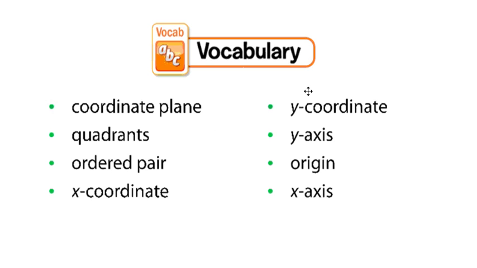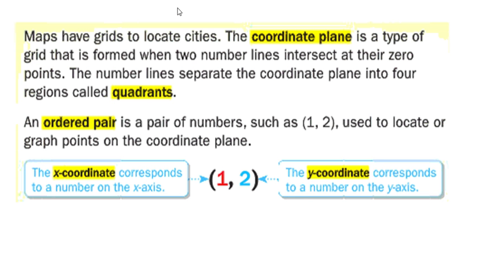Vocabulary you're going to need to know for today: coordinate plane, quadrants, ordered pair, x-coordinate, y-coordinate, y-axis, origin, and x-axis. Maps have grids to locate cities. The coordinate plane is a type of grid that is formed when two number lines intersect at their 0 points. The number lines separate the coordinate plane into 4 regions called quadrants.